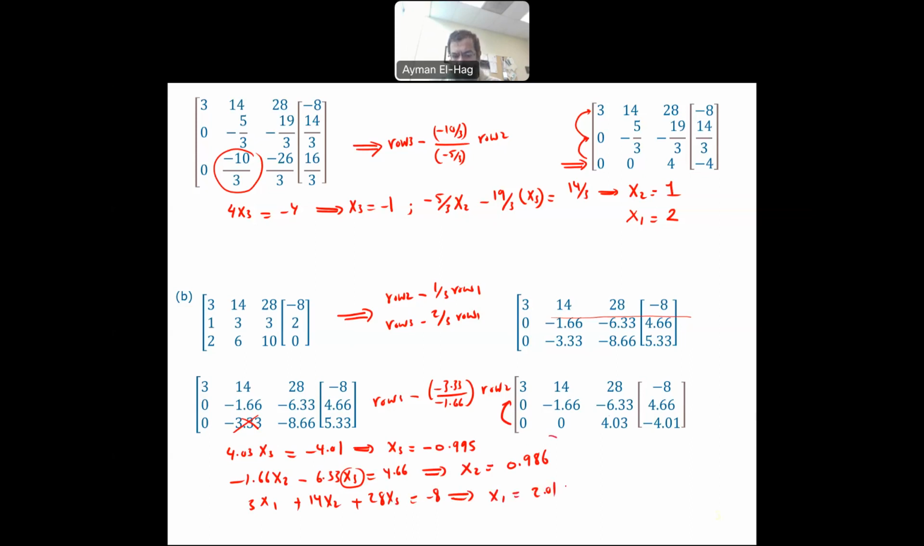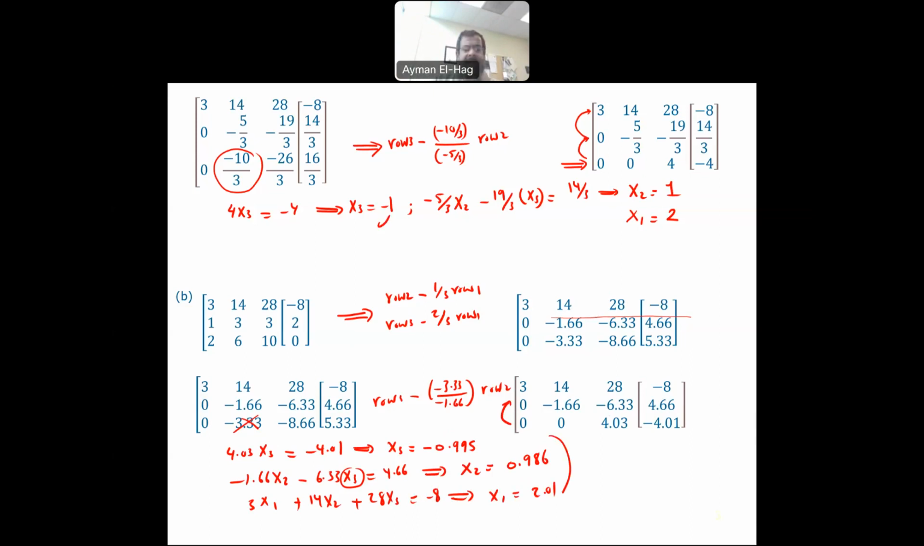Now, have a look at these solutions and the exact solution: minus 1 compared to minus 0.995, 1 to 0.986, 2 compared to 2.01. So they are close enough to the solution, but if you want to get a better resolution, then we have to increase the number of significant digits.